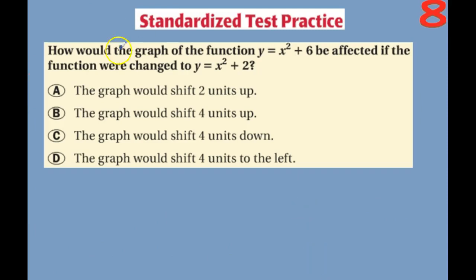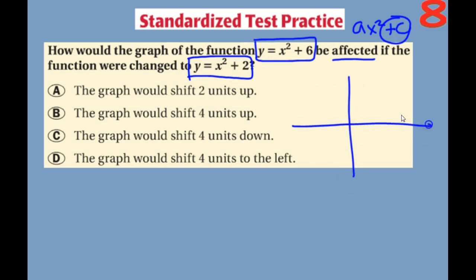Alright, last question here. This one is just thinking, now that we know that c, in ax squared plus c, moves our graph up and down on the y-axis, how would the graph of y equals x squared plus 6 be affected or changed if the function were changed to y equals x squared plus 2? So we were at 6, our vertex was there, but now we're down here at 2. What happened to our graph?